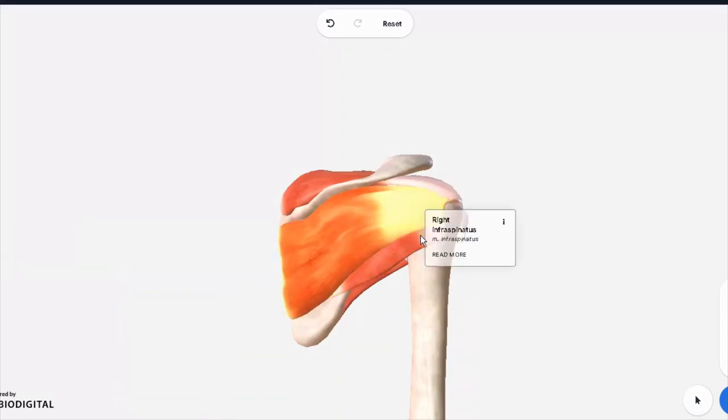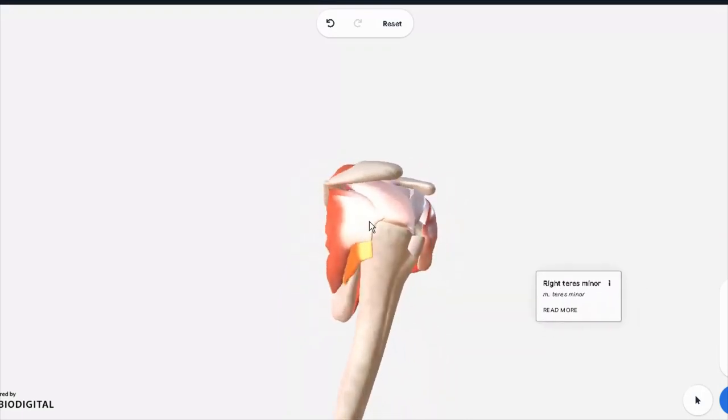I remember it's sometimes hard to differentiate between the two, but the infraspinatus is much bigger than the teres minor. So these two will do the external rotation as well as the minor adduction.